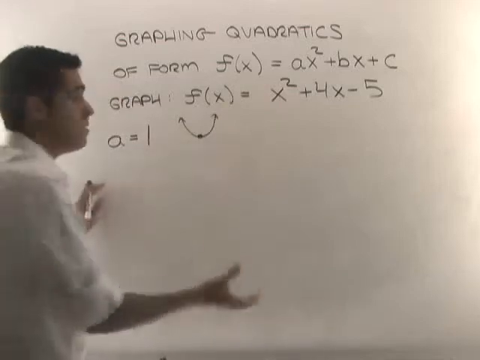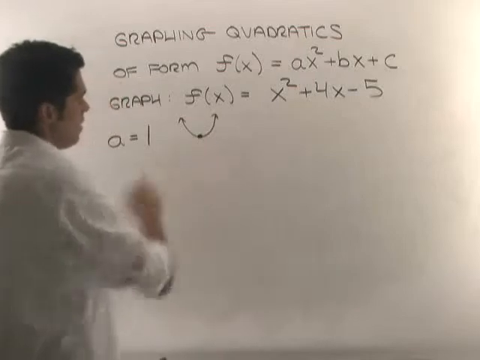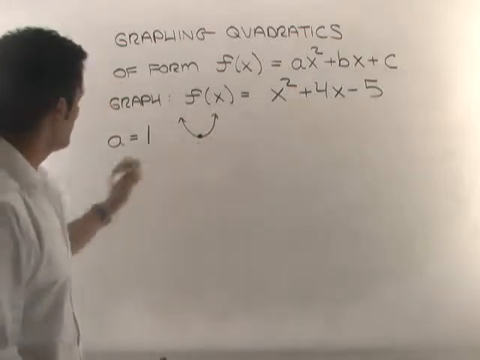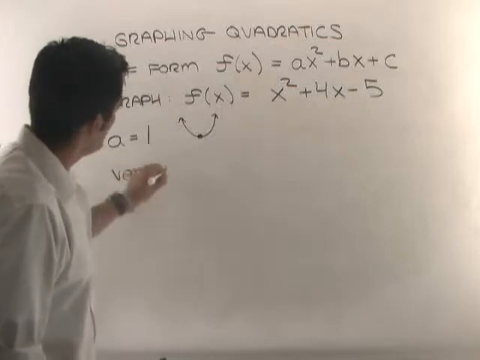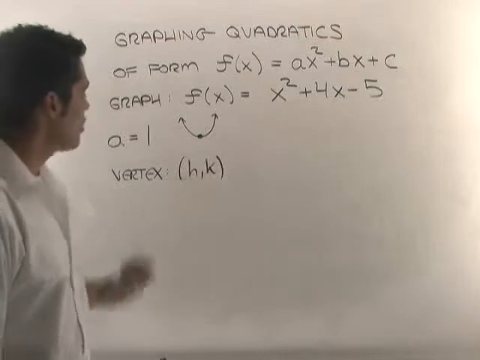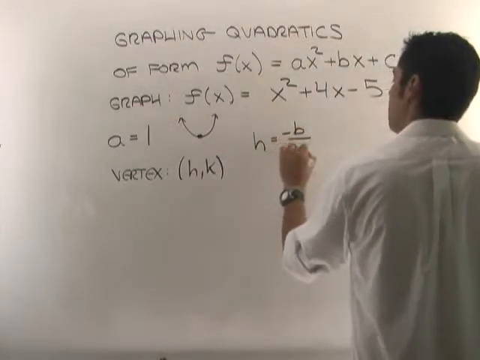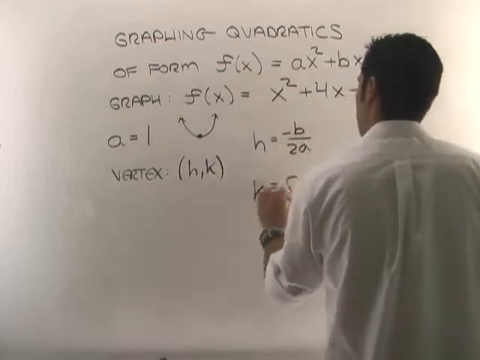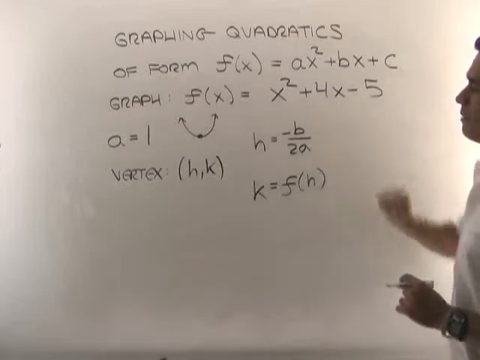Now that tells us that this parabola must open upward, and therefore we have some minimum point. That minimum point there is our vertex. Now in order to find our vertex, we can use our vertex formula. The vertex is given by the point (h, k), and h will always be equal to negative b over 2a, and k will always be f of h. It's a very powerful formula, and we're going to use it now to get that vertex.